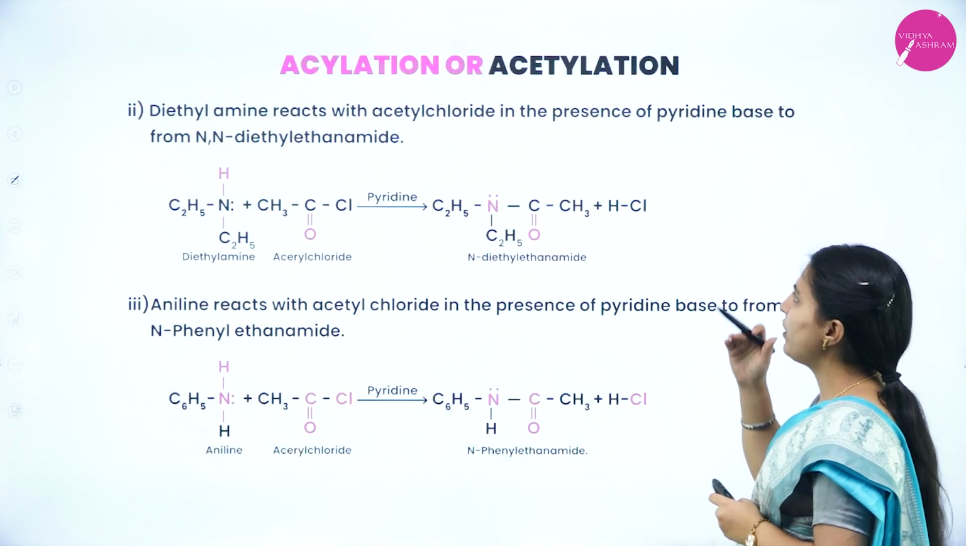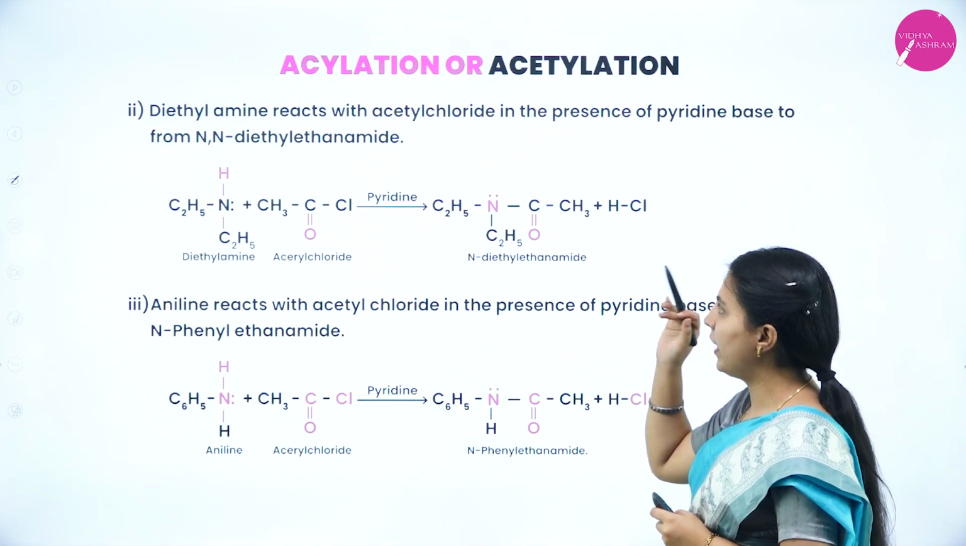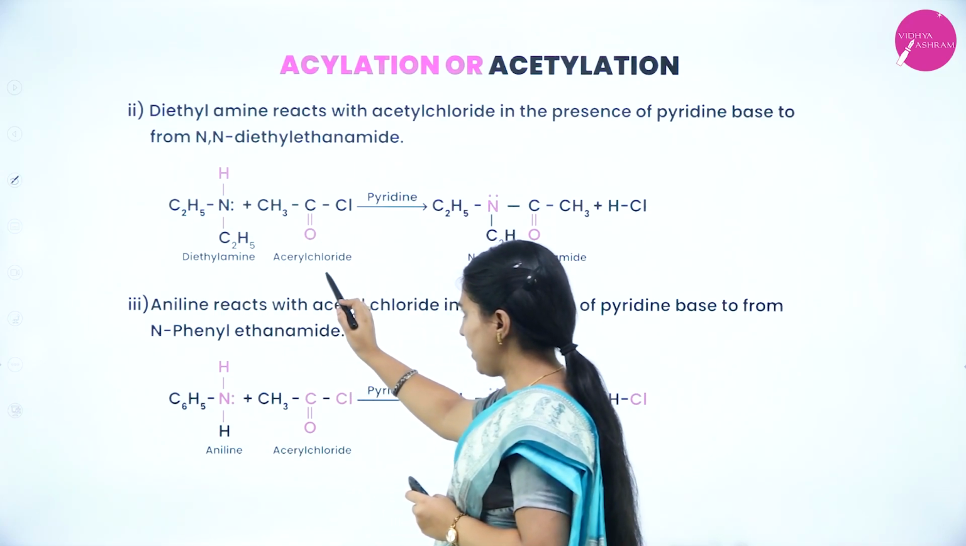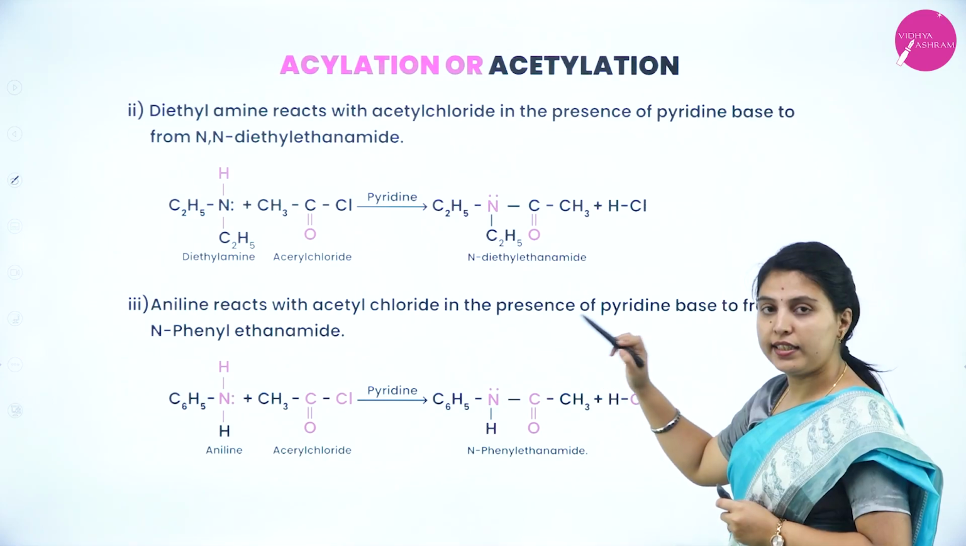Diethylamine reacts with acetyl chloride in the presence of pyridine base to form N,N-diethyl ethanamide. This is diethylamine reacting with acyl chloride in the presence of pyridine. It will form N,N-diethyl amide.